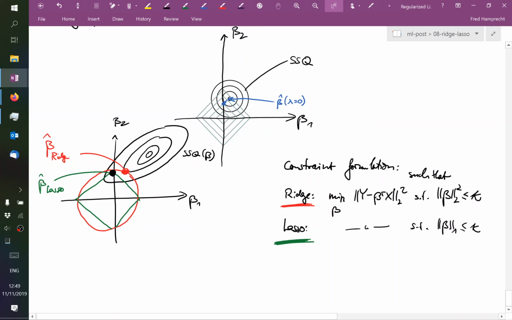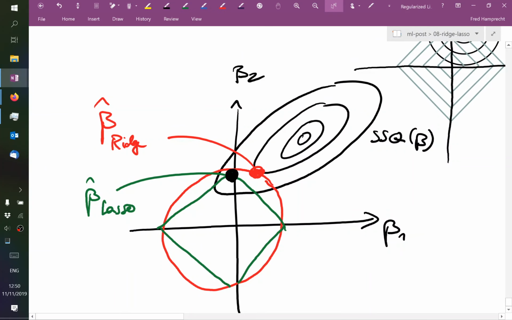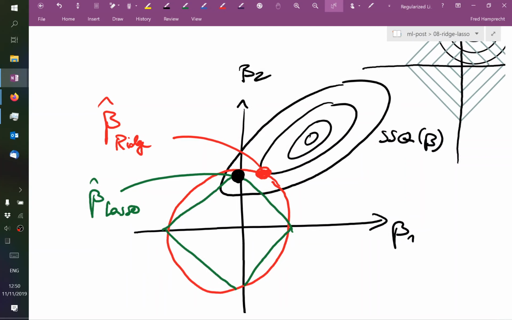Why do we get a unique solution if the red curve has two intersections with the bundles of the sum of squares? Why do we get a unique solution in the case of ridge or in the case of Lasso? Both. Because we have always two intersections of the bundle.